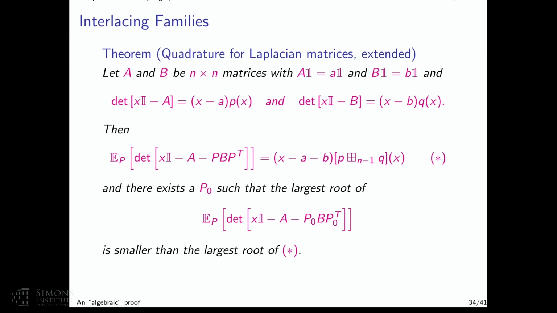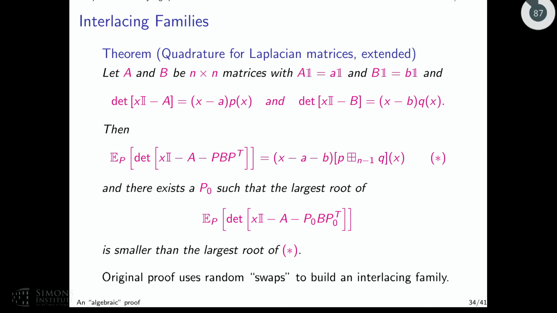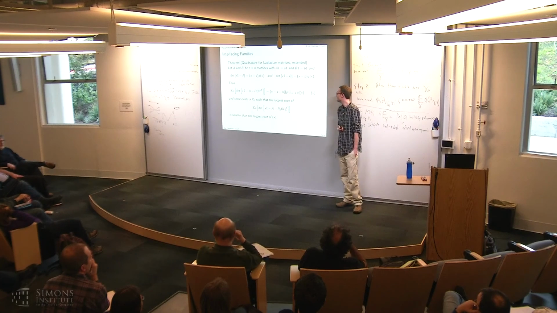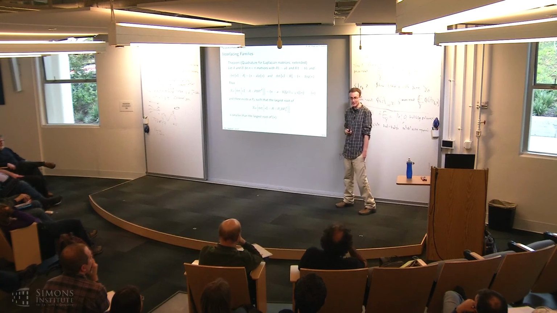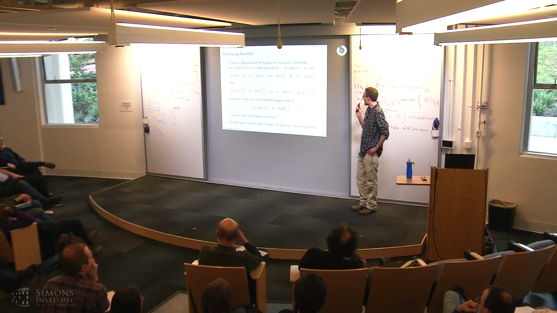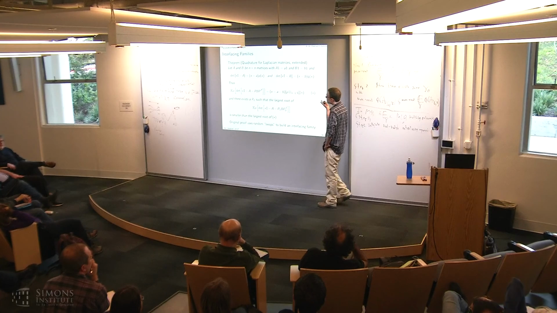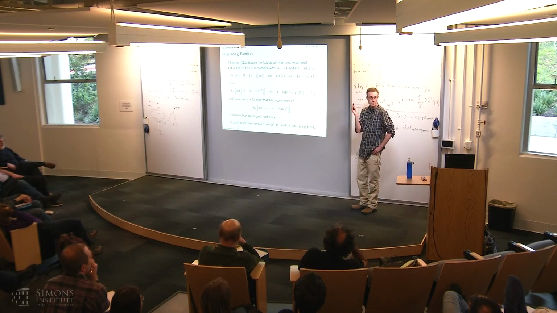So is it conceivable that this could also deal with the non-bipartite things, with the general signing conjecture? Yes, it's certainly conceivable. Can you state a conjecture that would lead to the solution of the signing conjecture in this context? I'll mention something at the end, maybe. Our original proof uses random swaps to build an interlacing family. I think probably we don't even need that now with Michael Cohen's result that allows us to use general matrices.